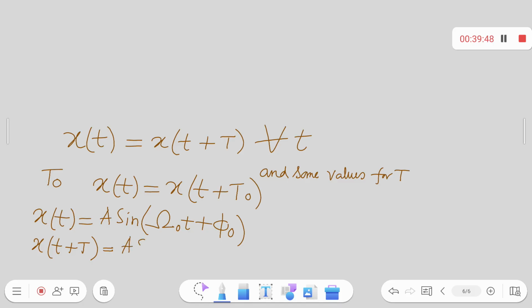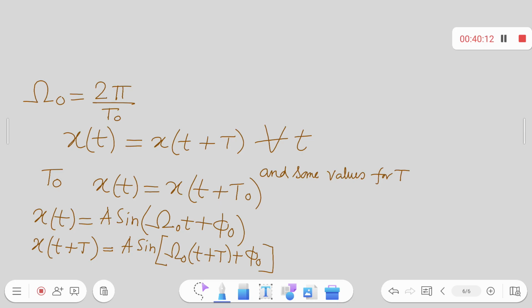This is basically a sine omega naught t plus capital T plus phi naught, right? And you know what this omega naught is? Omega naught is basically the angular frequency. This angular frequency is given by 2 pi by T naught, or 2 pi into F naught. F naught is the Hertz frequency and 2 pi F naught is the angular frequency.